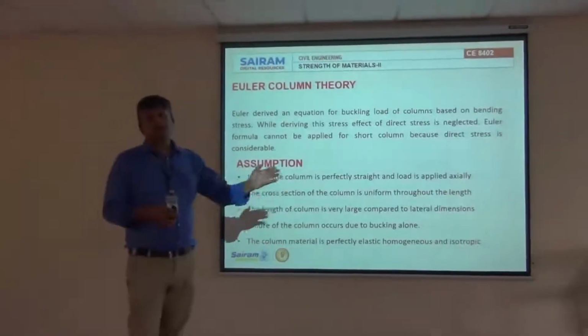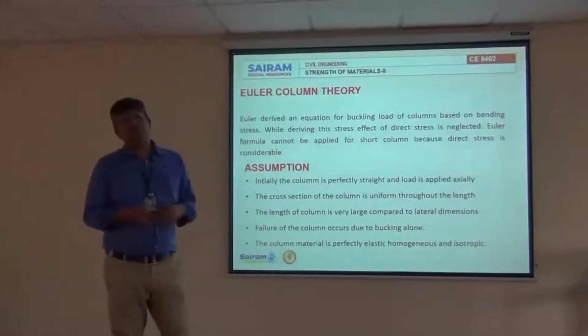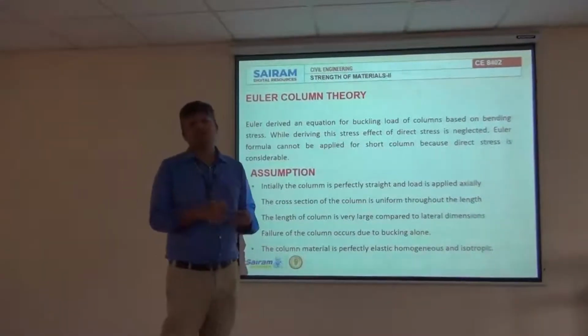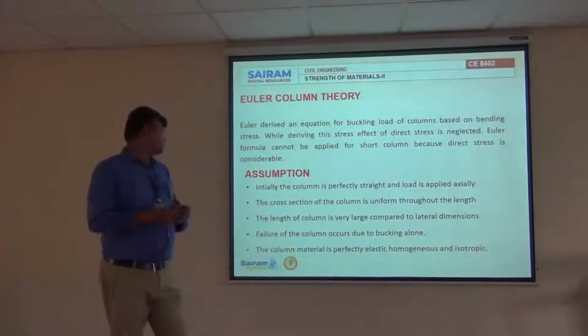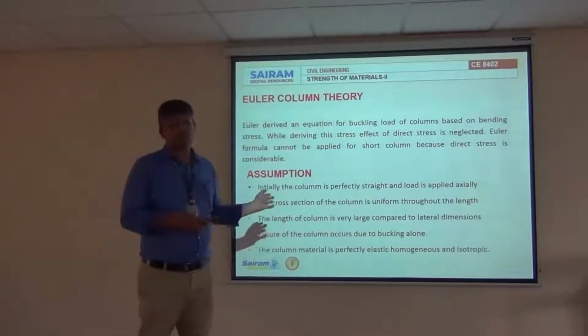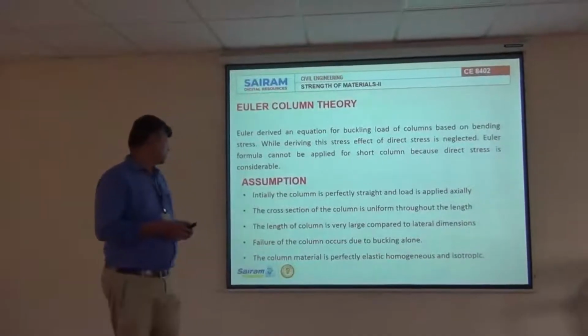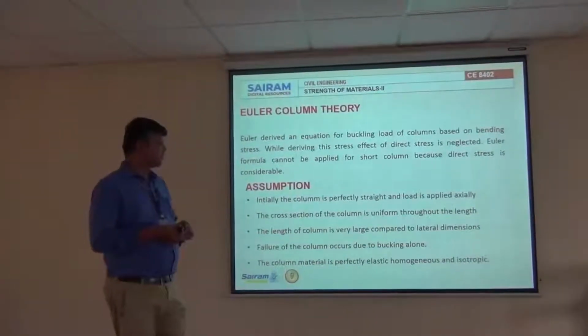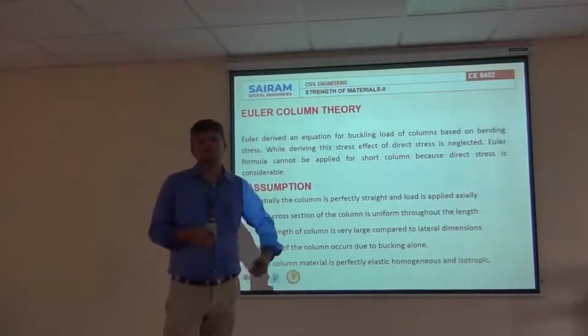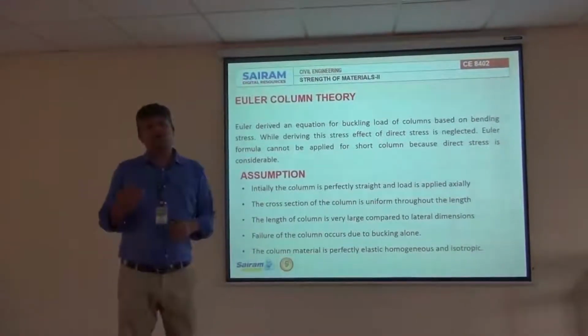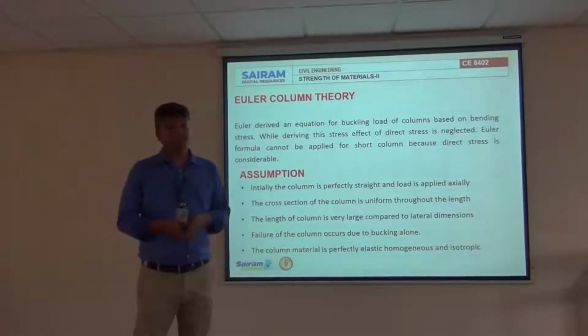The shape of the column may be a cylindrical column or a rectangular column. The size of the cross section of the column is uniform throughout the length. The length of the column is very large compared to the lateral dimension. The lateral dimensions of the column are breadth and width, which are very small compared to the length of the column. Usually the length of the column is around 3 meters.